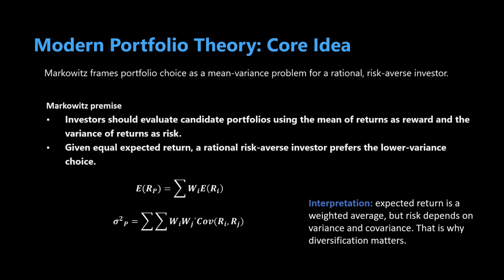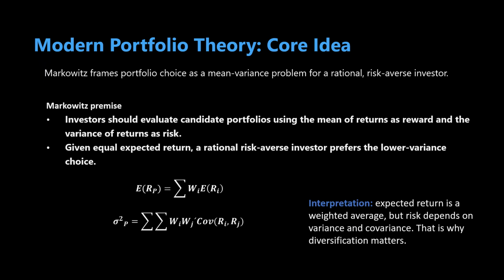This gives us the mean-variance framework, and based on this framework, the selection principle is as follows. Given two portfolios with equal expected return, a rational risk-averse investor will always prefer the one with lower variance. This is the behavioral axiom from which the entire theory is built.